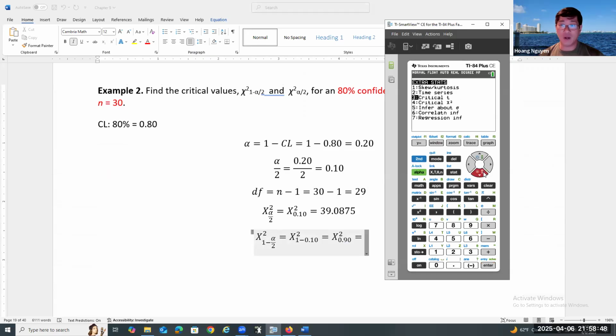So we're going to go to the critical chi-square. And then we're going to use the same degrees of freedom, which is 29. Okay. And then the right tail is going to be 0.90. Okay, so the second critical value is going to be 19.7677. So 19.7677 is the second critical value.